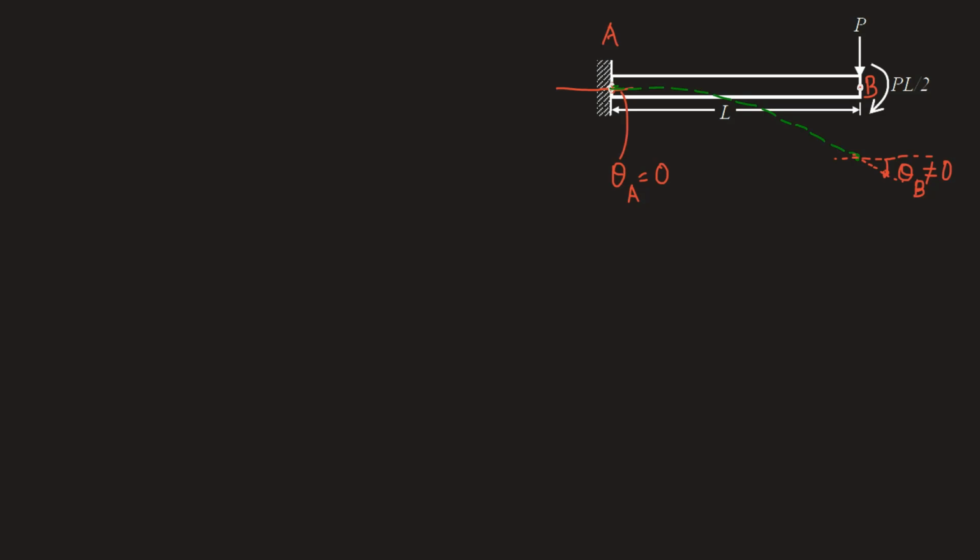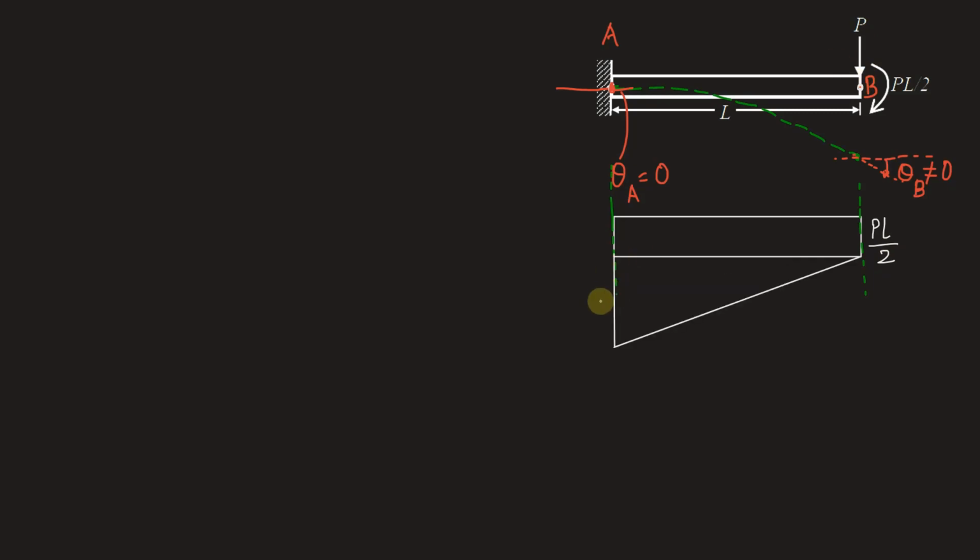Let's construct the M by EI diagram here. If we project it over here, a constant moment is applied. So this moment is PL by 2. Moment formed due to this point load P can be represented as this inclined line, giving the moment here at the free end to be P into L, PL, and then gradually decreasing, it becomes 0 at the free end. So this is the bending moment diagram.